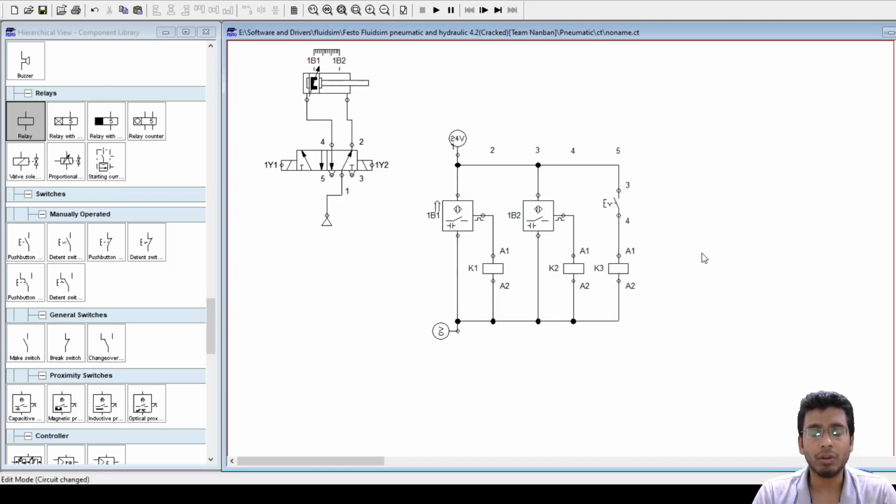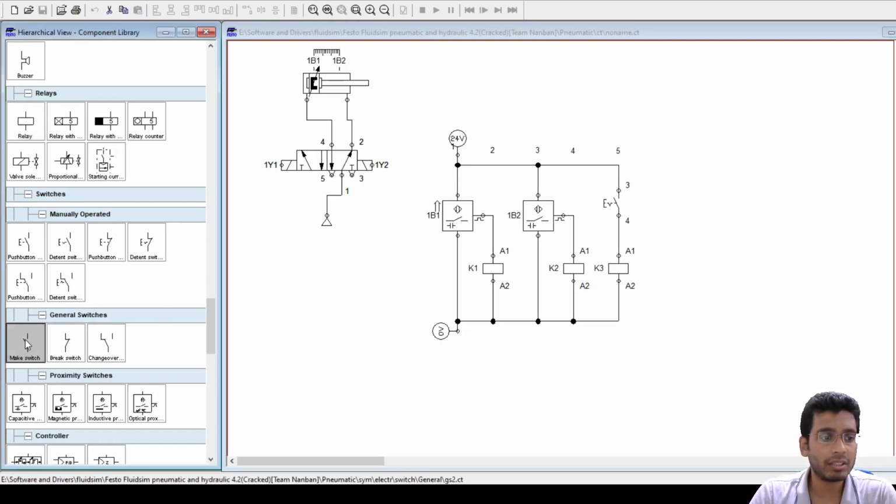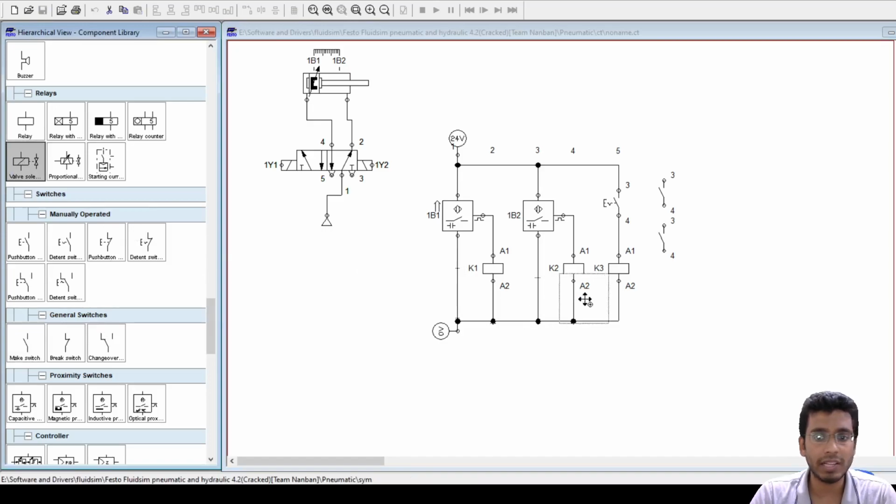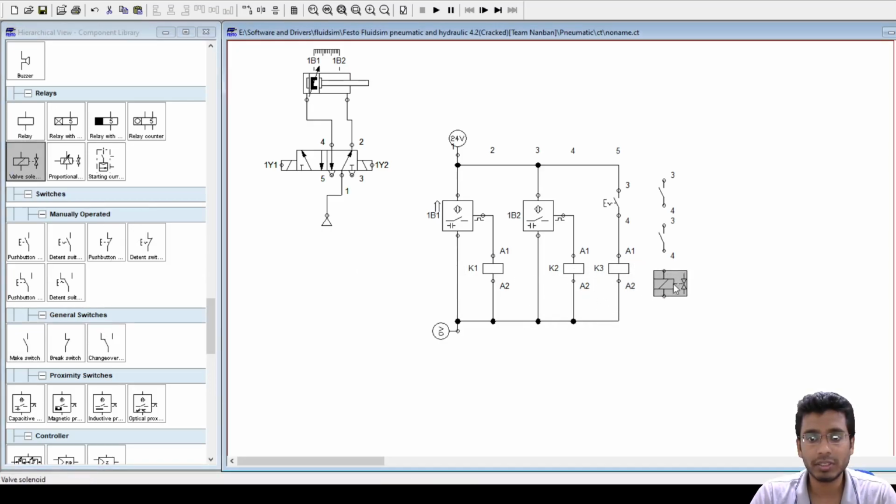Fine. Now what should be the condition for my cylinder to extend? When this switch is pressed, and my 1B1 sensor is detecting that it is in the retracted position, then my cylinder should start extending. So that means I will make use of 2 make switches. Fine. Okay, and this would energize my valve solenoid for my cylinder to extend.